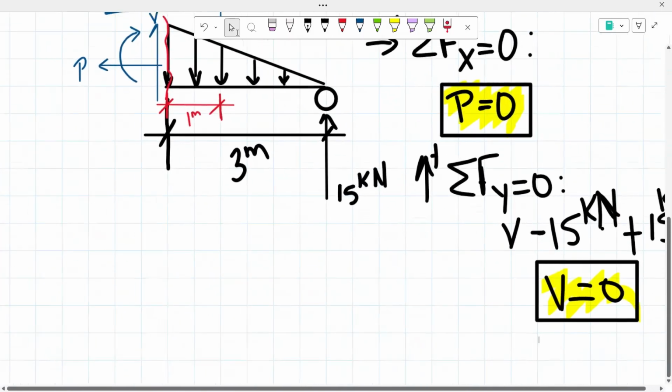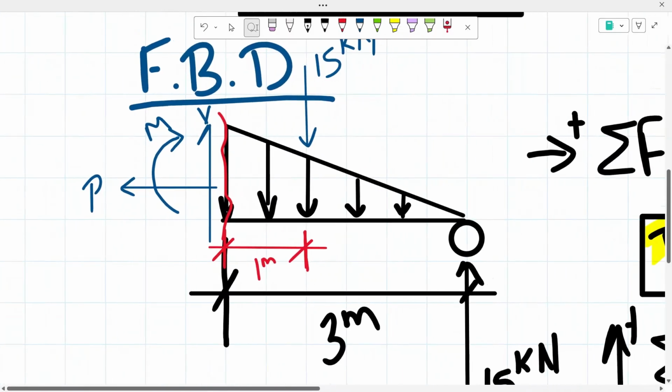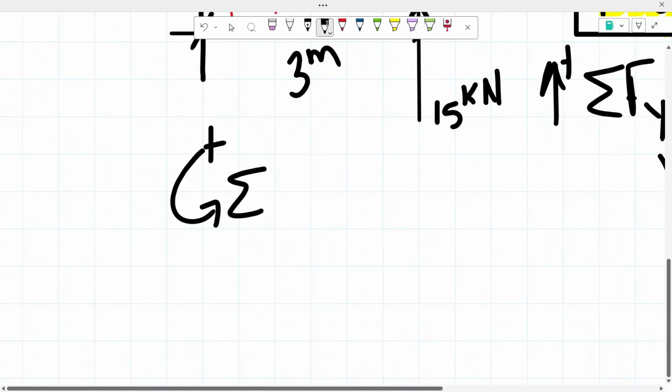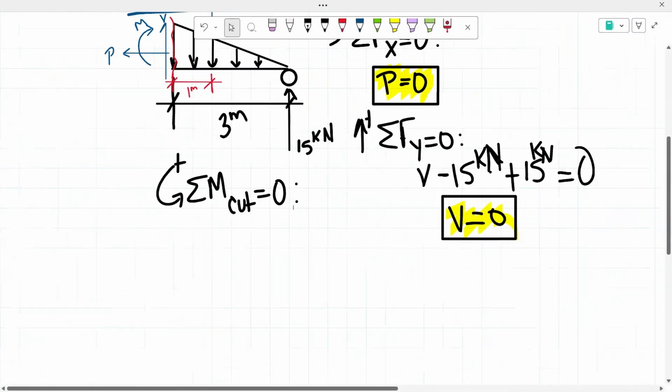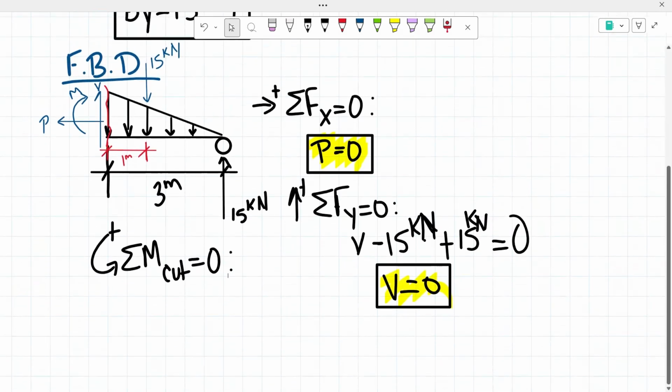And now to solve for our moment, I forgot to write the M here. To solve for our moment, we're going to be taking the sum of the moments about the cut, at point C, however you guys want to write it out. Since we're doing it at the cut, our shear force and normal force will not be creating a moment. So the only things creating the moment are our two 15 kilonewton forces plus our moment. We can see here that our moment is going clockwise, so that means it's going to be a negative moment.